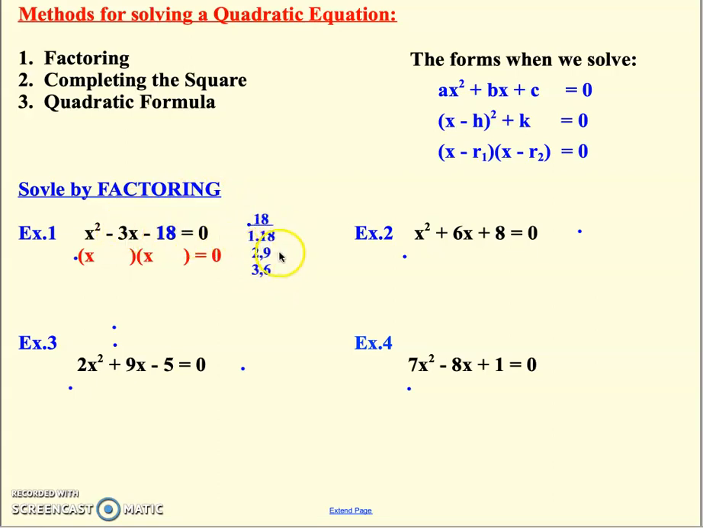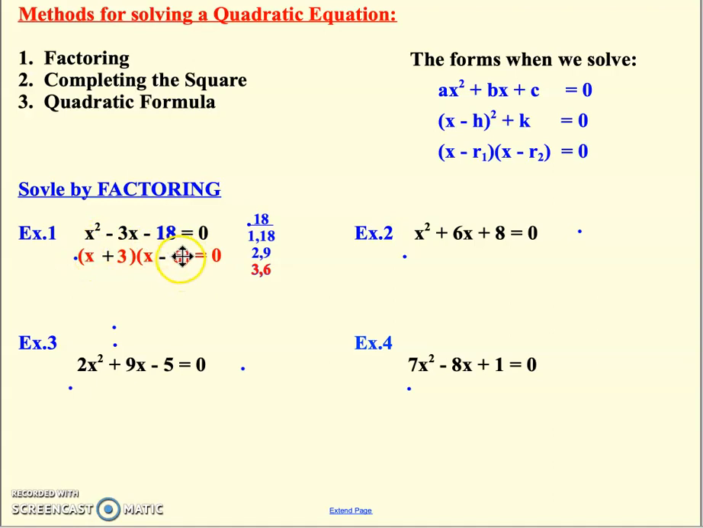1 and 18, 2 and 9, those are no's. I can't add or subtract these pairs and get that number, but 3 and 6 I definitely can. So 3 and 6 is my choice, and then how do I get my signs right? Well, that depends on the sign of the middle term. Whatever the middle term sign is, I want the larger of these two numbers to have that same sign. So 6 should be negative.